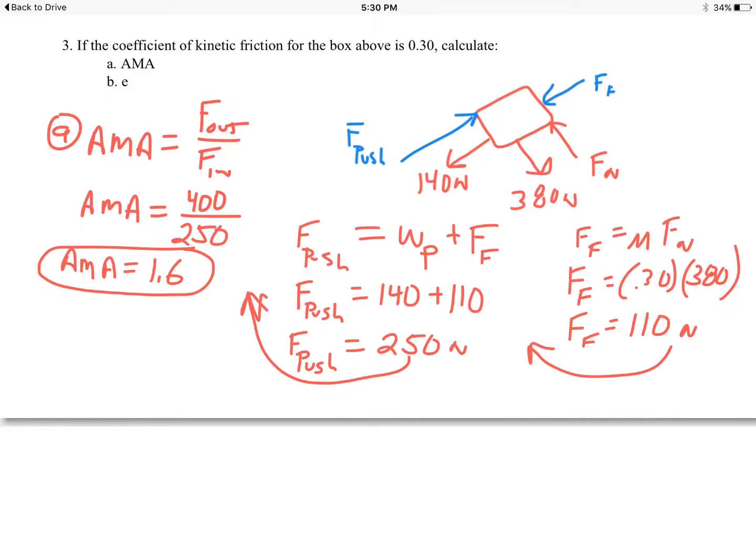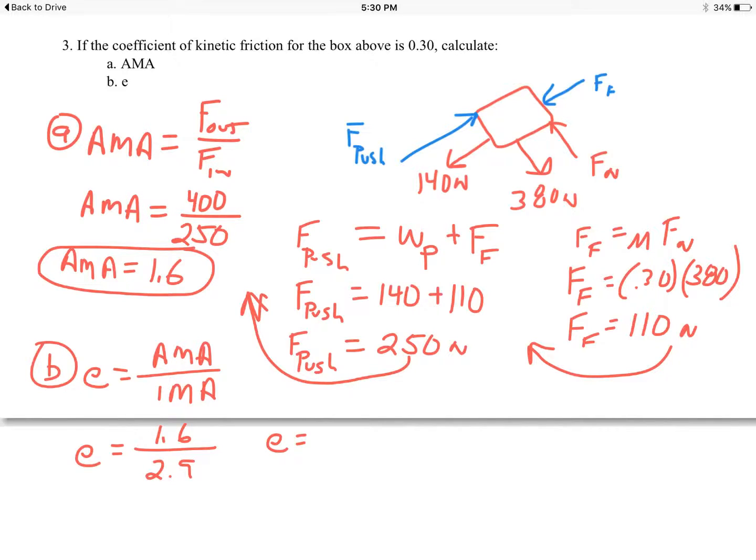Now we have to get to the efficiency because it's not 100% in this case. We got to go back to the previous problem to finish this off, but for the efficiency, we're just going to use the AMA over the IMA. Since we have both those values, the AMA is 1.6, the IMA was 2.9, so the efficiency comes out to be, in decimal form, 0.55. That is 55%. And that, my friends, is how it's done.